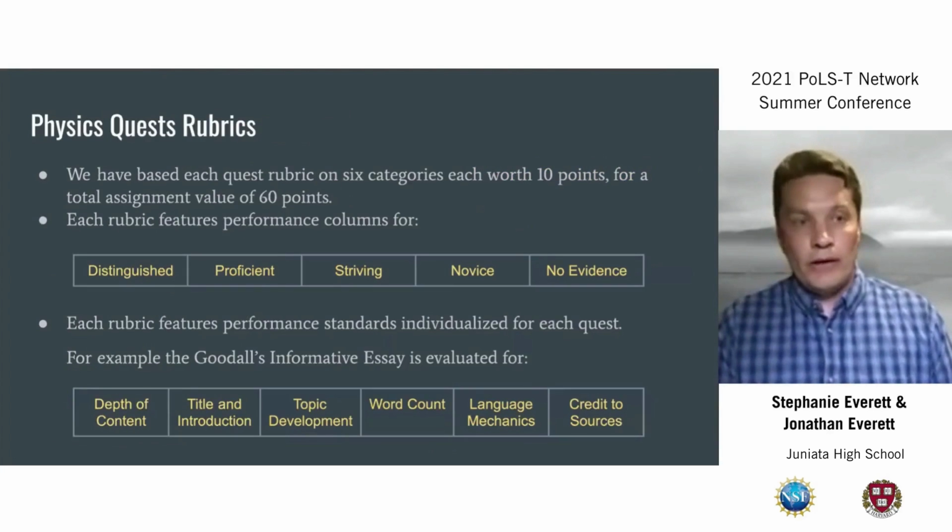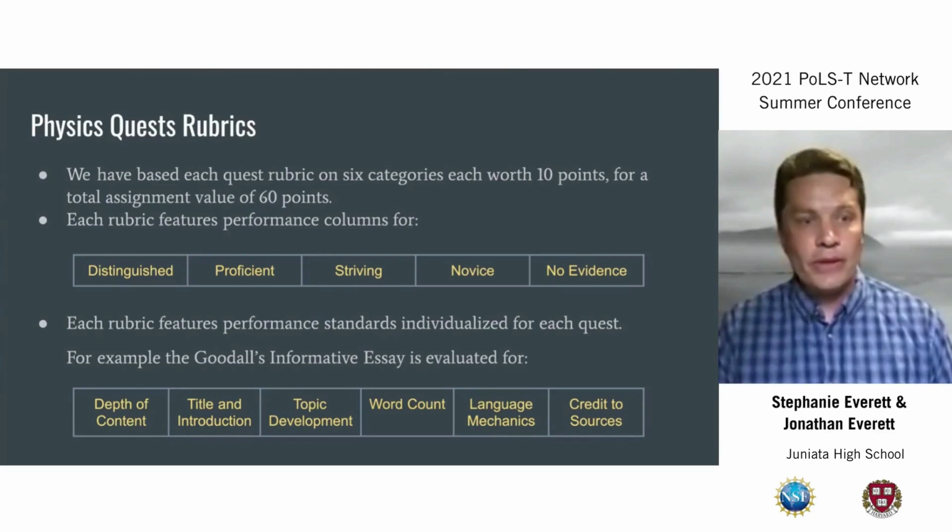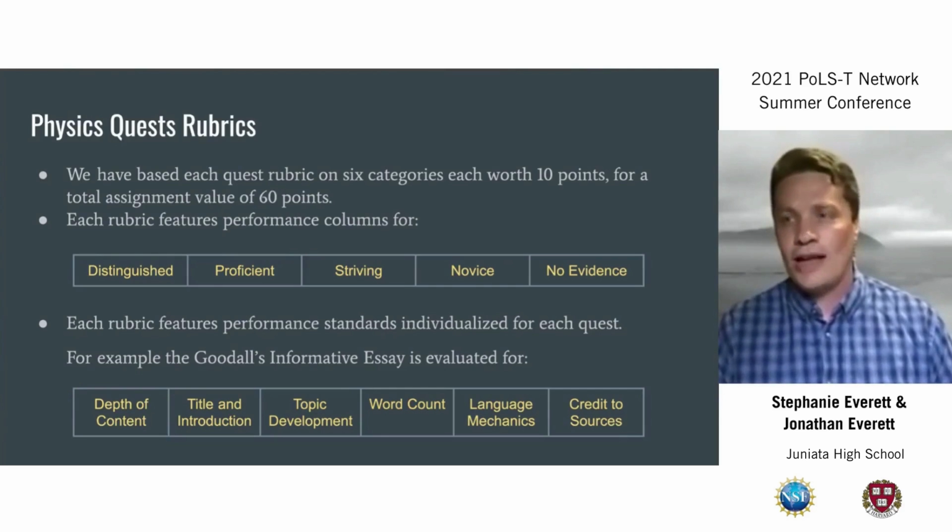And now you might be wondering, with all of this variety in quests, how in the world can you grade quests accurately, equitably, and fairly? And the way we've done that is through rubrics. We have based each rubric on 6 categories, each worth 10 points for a total value of a 60-point assignment. Each rubric features performance columns that are the same for all 8 quests. So we're going to measure them based off of distinguished, proficient, striving, novice, and no evidence.